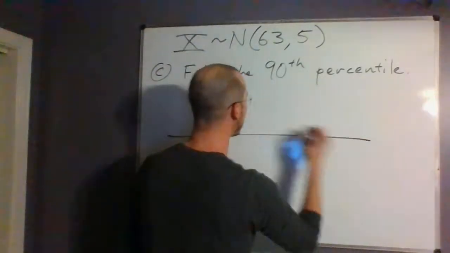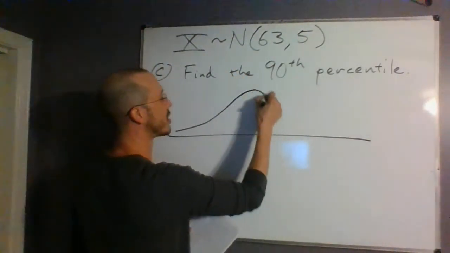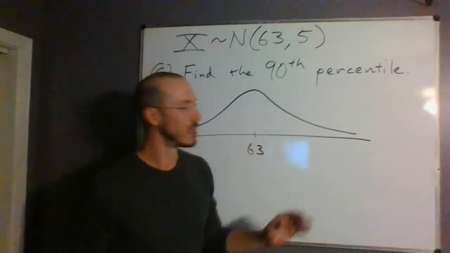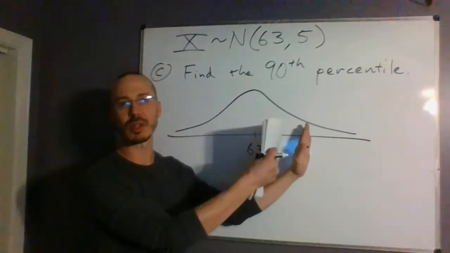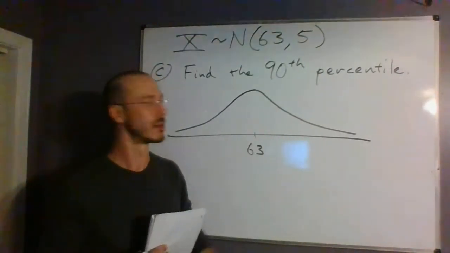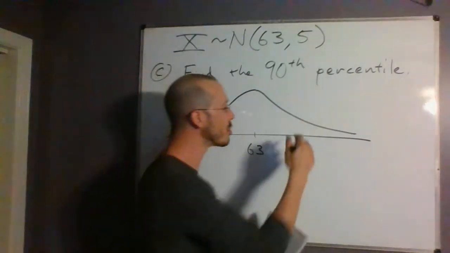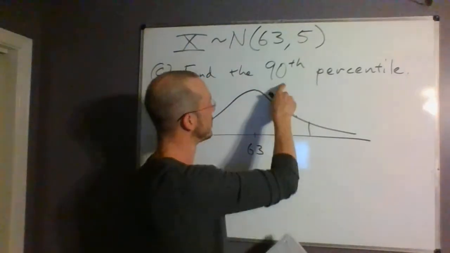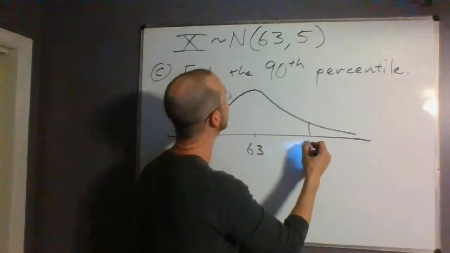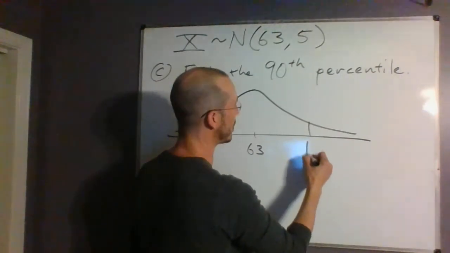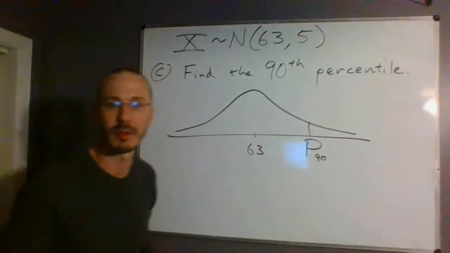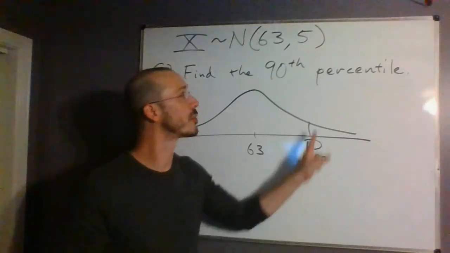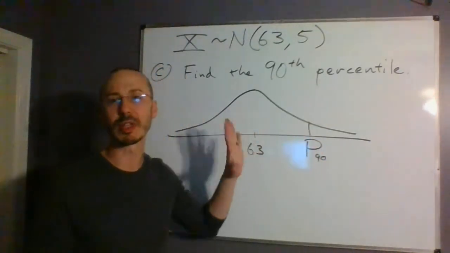But the 90th percentile is, if I draw my curve, 90th percentile is where 90% of the scores are less. 90%. That's most of them. So somewhere over here, the picture doesn't have to be great. We're using the calculator to get the value. I'm going to call it P90 for the 90th percentile. And it's a test score. It's not a probability. This is P for percentile, not like the probability function.